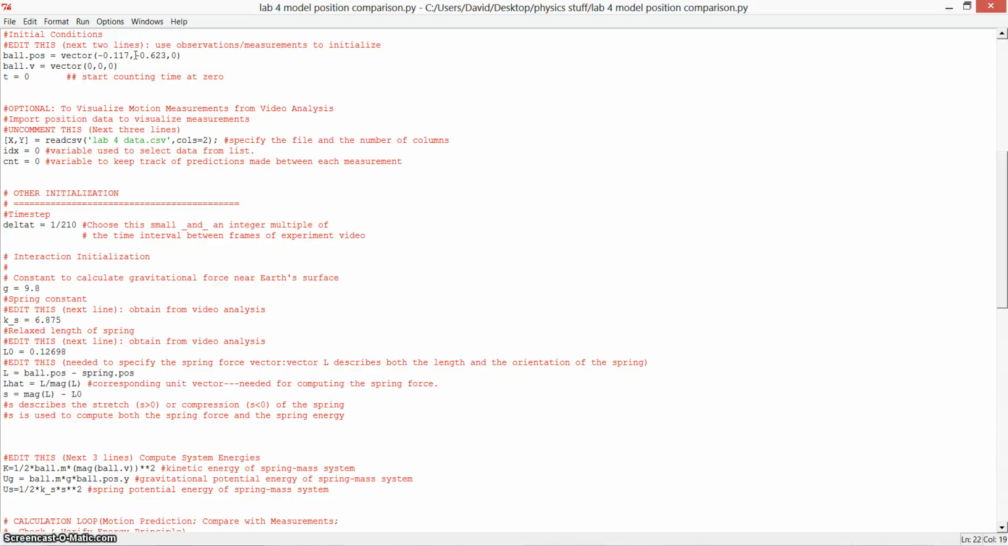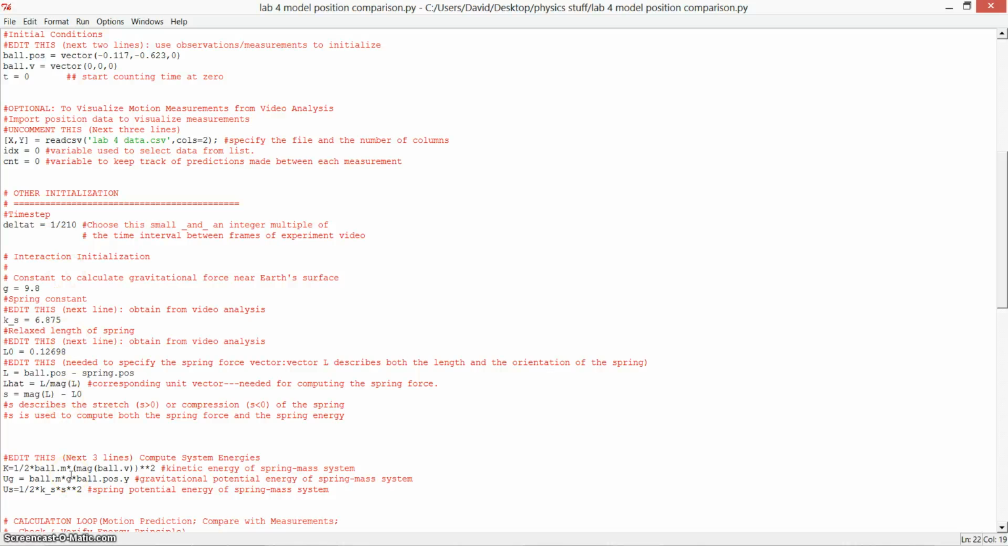In modeling my data in VPython, I started out by defining the ball's mass, initial position, and initial velocity. My time step was chosen to be a multiple of the time between frames of my tracker video so that the model motion could be compared to the observed motion. I then entered in my calculated spring constant and relaxed length and defined the length of the spring, its unit vector, and the length of compression or stretching, which are later used to calculate the spring force.